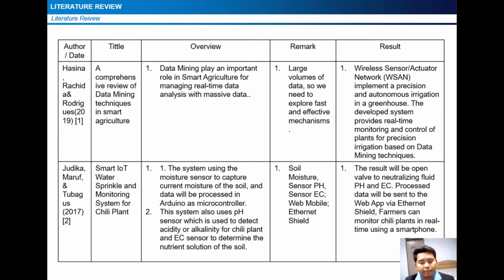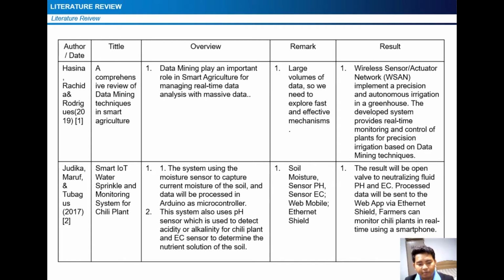For the first paper that I've read, titled A Comprehensive Review of Data Mining Technique in Smart Agriculture. So this paper talks about the large volume of data. So we need to explore a fast and effective mechanism. So the mechanism that they use is wireless sensor actuator network (WSAN). This mechanism provides real-time monitoring and control for plants for precision irrigation based on data mining techniques.